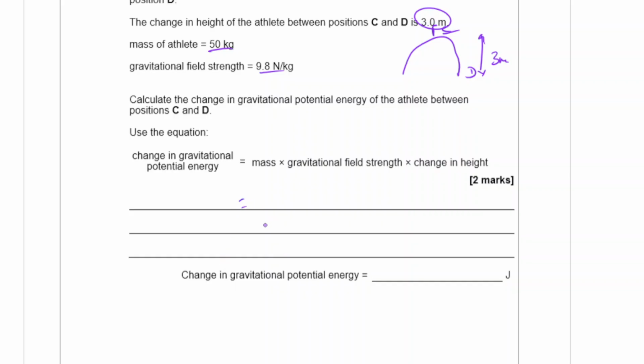They have already given us the equation. So the mass is 50 multiplied by 9.8 multiplied by the change in height, which is 3. That would give you 1470 joules.